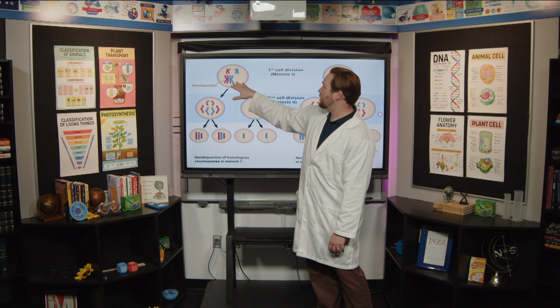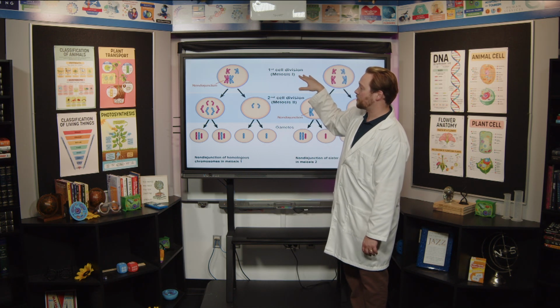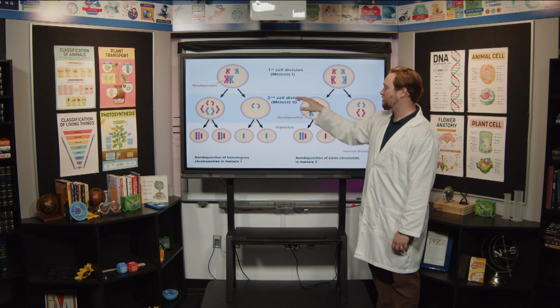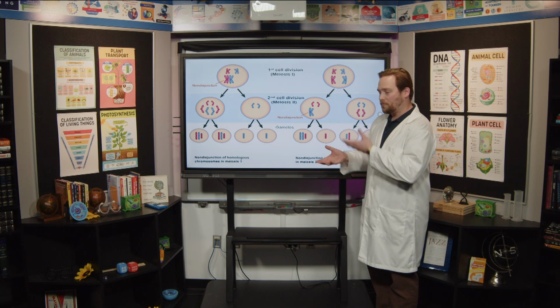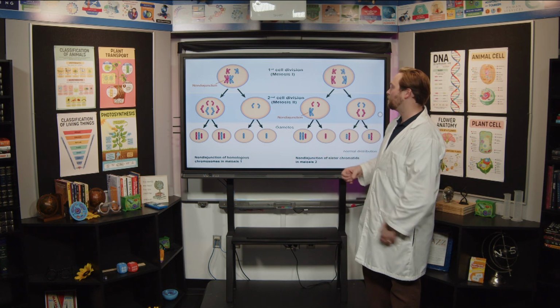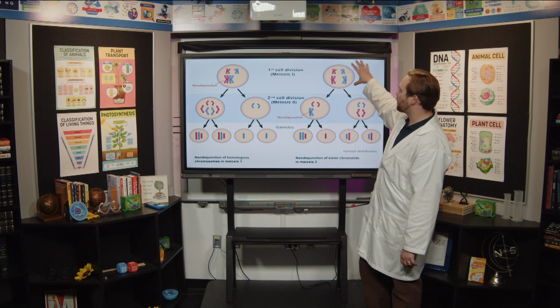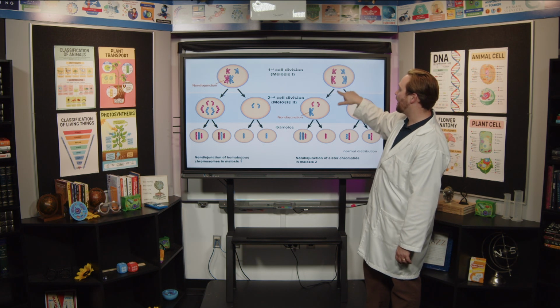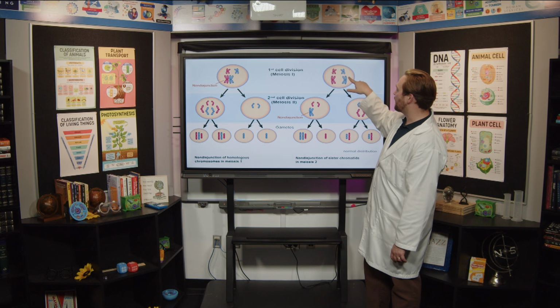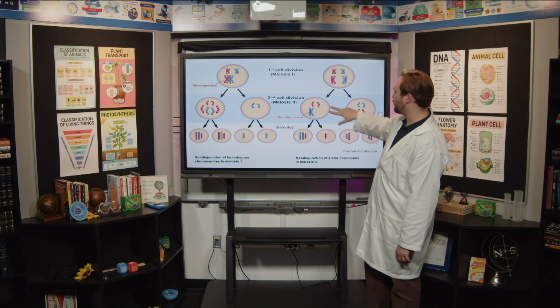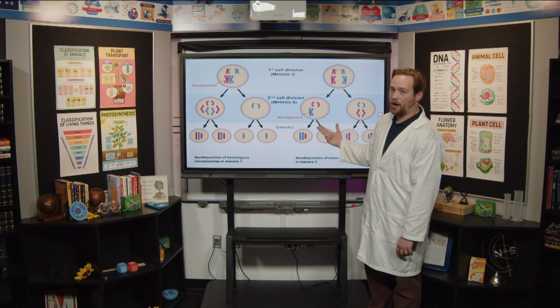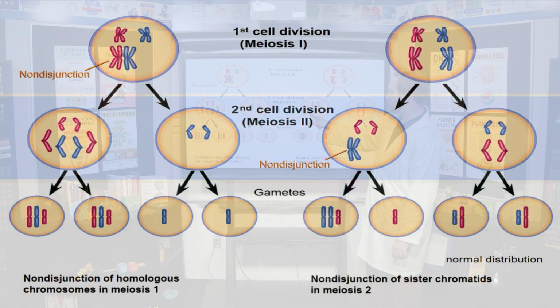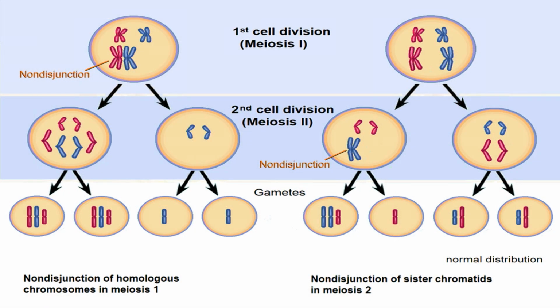This is nondisjunction in the first cell division, but you can also have nondisjunction in the second cell division, and it works out basically the same, but maybe not quite as bad. Over here, in the first cell division, everything's separated properly, right? You can see that each cell got one pink and one blue chromosome. But now in the second round of cell division, the nondisjunction happened, and so these two cells are not correct. This one has an extra chromosome, this one is missing a chromosome, but the two on the right are actually normal.